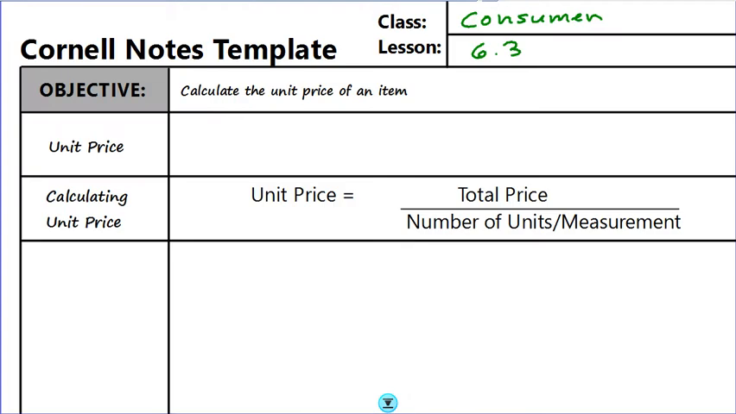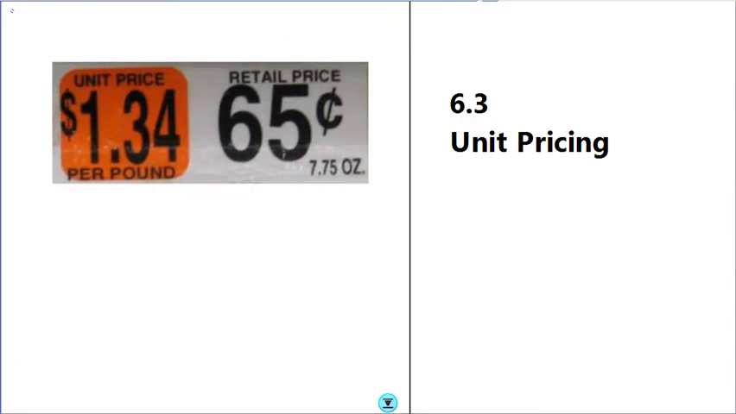Hopefully the sub by now has handed out the note sheet packet that has our Cornell notes for today. Our goal for today is to calculate the unit price of an item. Most of you have been to a store like Hornbacher's or Walmart to buy some food or other items, and you see a price tag on there. I'll go back to the first screen here. On the price tag, it says how much you're going to pay at the register, or at least the price before tax.